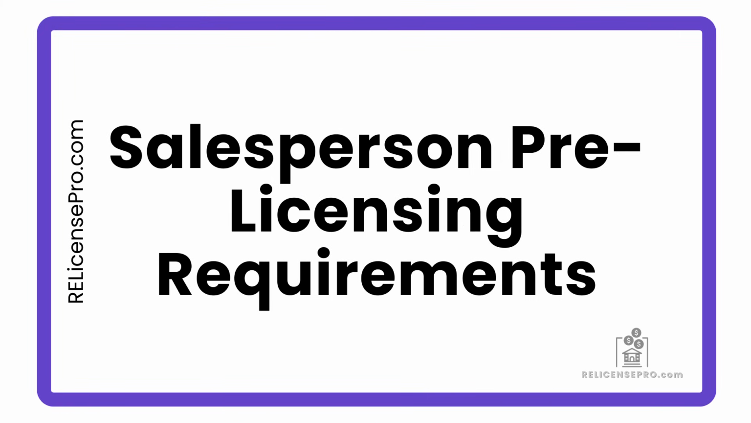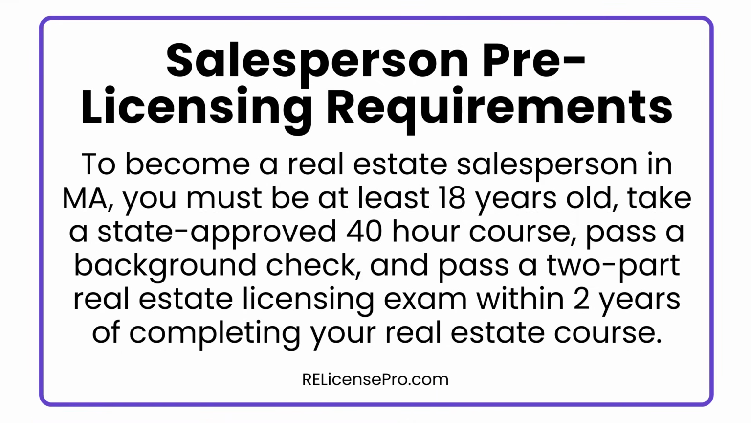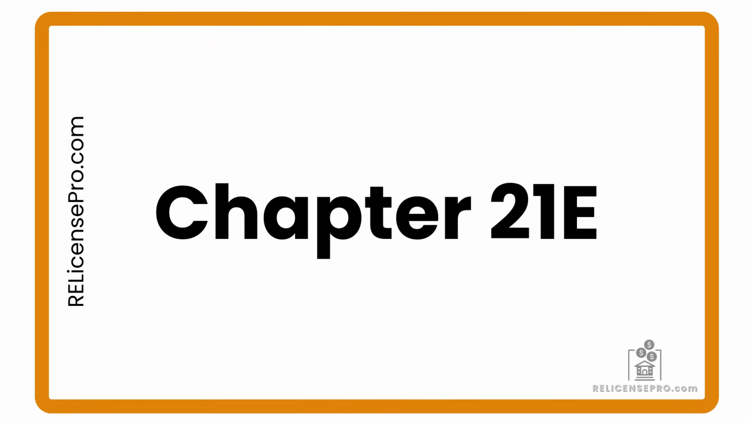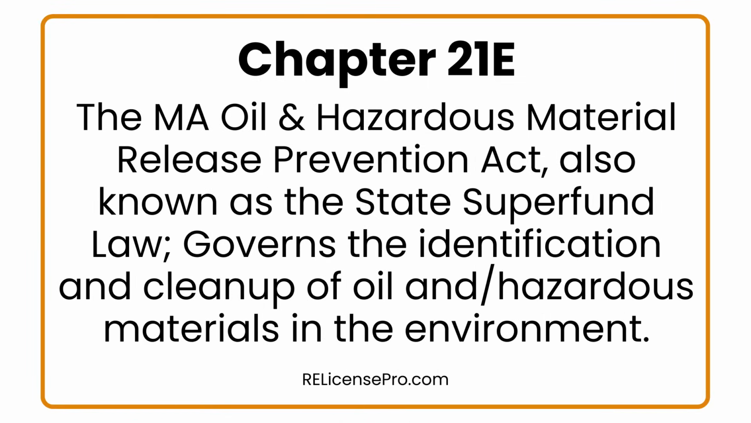Salesperson pre-licensing requirements. To become a real estate salesperson in Massachusetts, you must be at least 18 years old, take a state-approved 40-hour course, pass a background check, and pass a 2-part real estate licensing exam within 2 years of completing your real estate courses. Chapter 21E. Chapter 21E is the Massachusetts Oil and Hazardous Material Release Prevention Act, also known as the state's Superfund law. It governs the identification and cleanup of oil and hazardous materials in the environment.